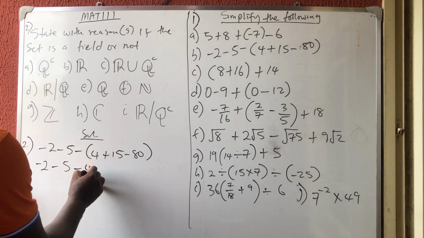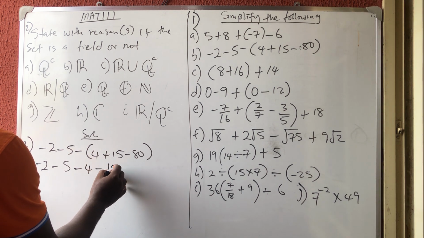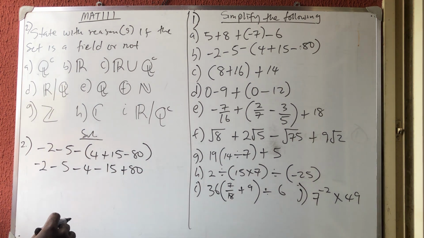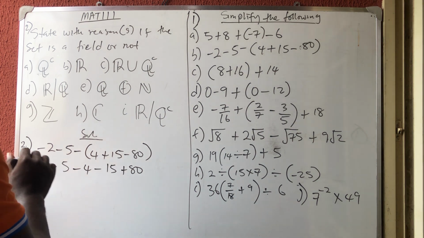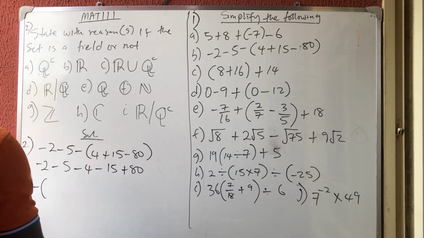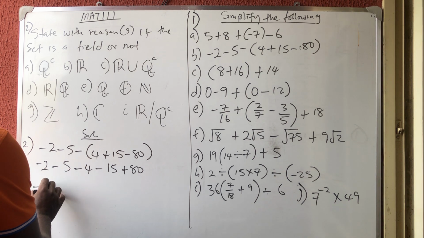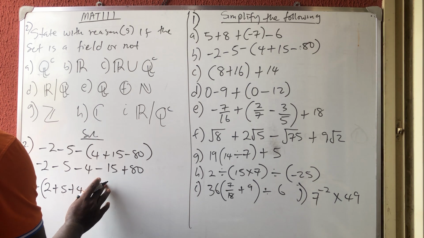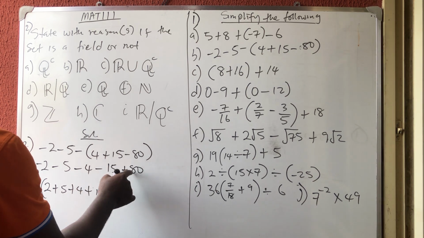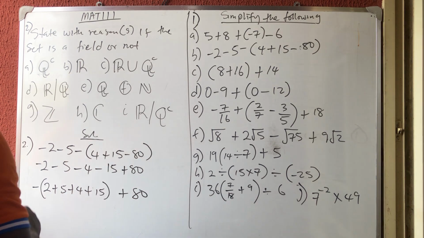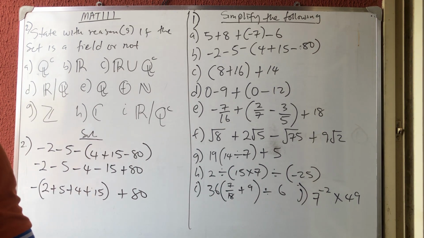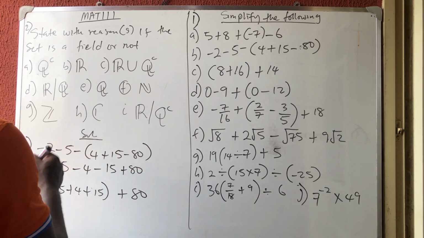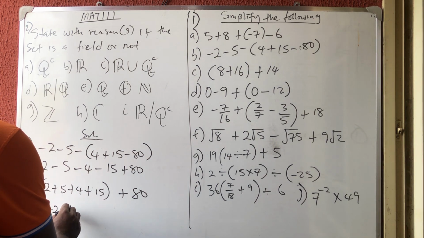This time this will give you minus 4. This time this will give you minus 15. This time this will give you plus 80. So if you now do this thing, let me bring out minus outside. If I bring out minus outside, I'll have 2 plus 5 plus 4 plus 15, then this one is staying alone, plus 80. Now if you do everything in that bracket, I'm going to have 15, 20, 24, 26. So this is now minus 26 plus 80.